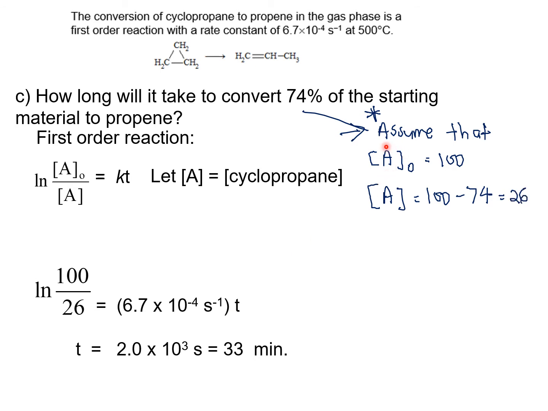So you must make this assumption, and it is compulsory to write it before you substitute all the data here. After that, once you have assumed the initial concentration is 100 and the final concentration is 26, you substitute into the integrated rate law equation for the first order reaction, with the rate constant and its unit, so that you know the unit of time, and you will get the time equal to 2 times 10 to the power of 3 seconds. If you leave it here it is already fine, okay. But if you want to convert to minutes, it is up to you. You can divide by 60.